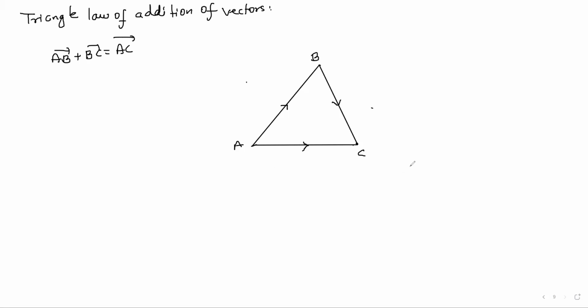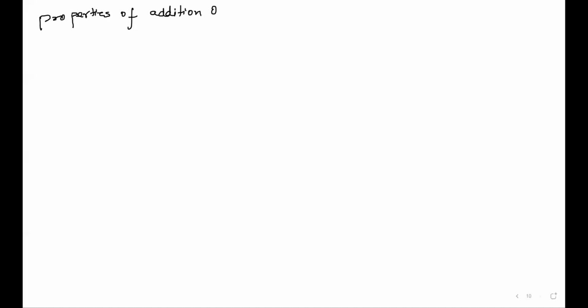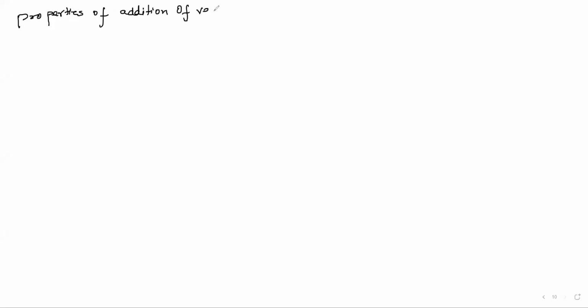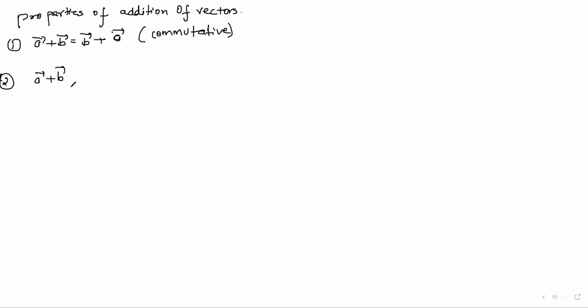Next, we will do some properties of addition of vectors. So first is A plus B is equal to B plus A. So that means commutative. Please note down this. Then after this, we have the associative property, that A plus B plus C is equal to A plus B plus C, grouped in either order. So that means associative.